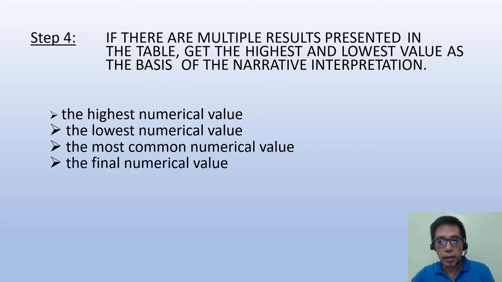Get the highest value, then interpret what is the meaning of that value. The lowest value, interpret what does it mean. And then the variation is you can get the highest, second to the highest, and the lowest. Another variation is the highest, the lowest, and the midpoint, the median of the values. So these are the variations that we can use in interpreting the result presented in one table. The highest numerical value, the lowest numerical value, the most common numerical value, the final numerical value. Again, we do not need to interpret all.